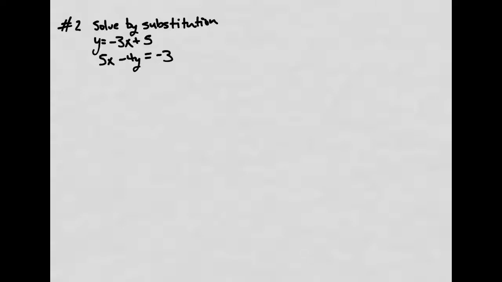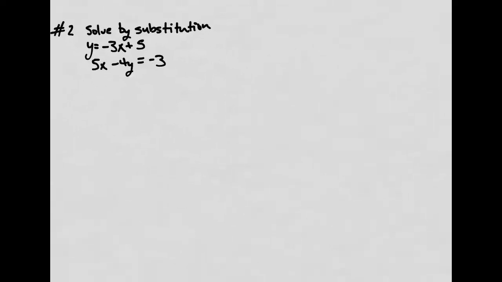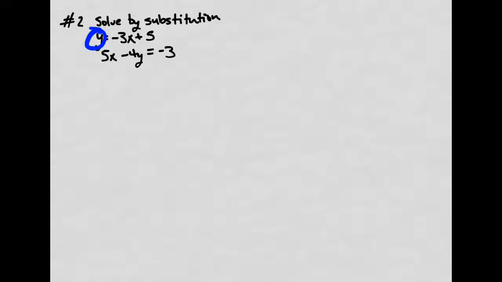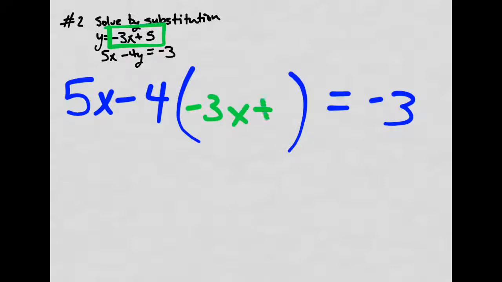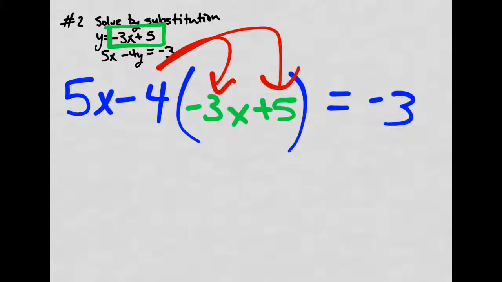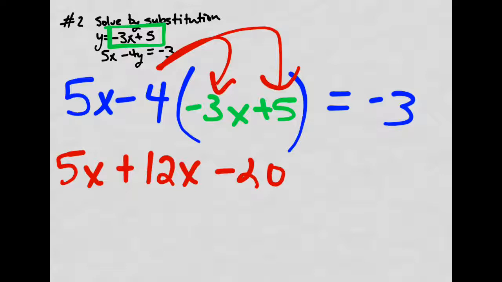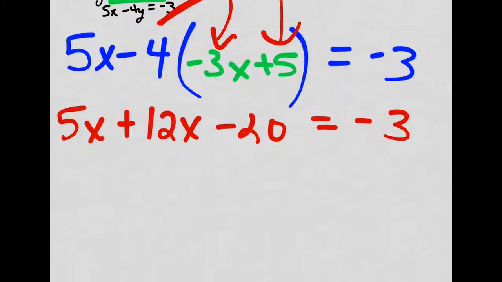Right, number 2, solve by substitution. That means we need one letter that's by itself. This y is by itself here. So I'm going to take that y and plug it into the bottom. I'm going to leave a parenthesis to plug it into. And I'm going to take what y is equal to, plug it in there. So then I need to distribute the -4 out, so it's going to be 5x plus 12x minus 20 is equal to -3.